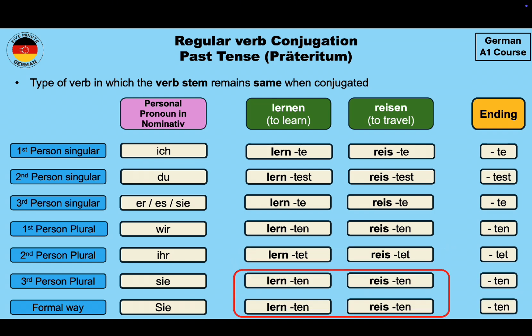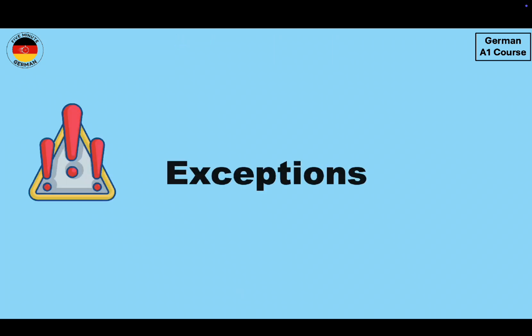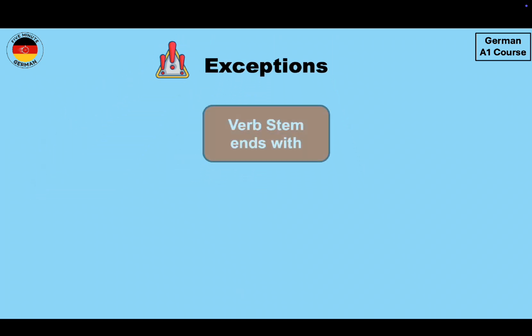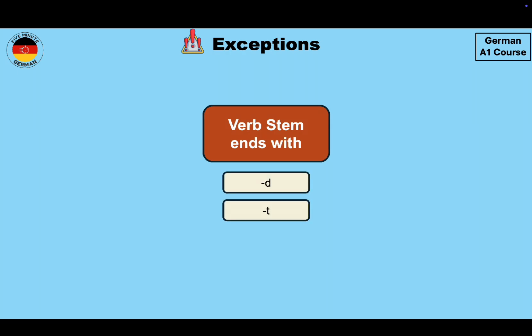So this means that whenever we have a regular verb, then we can use these endings to conjugate it in the past tense, and we will not have to remember the conjugations of all of the regular verbs. However, there are a few exceptions, and that is when the verb stem ends with the letters d or t, then the endings change a little bit.